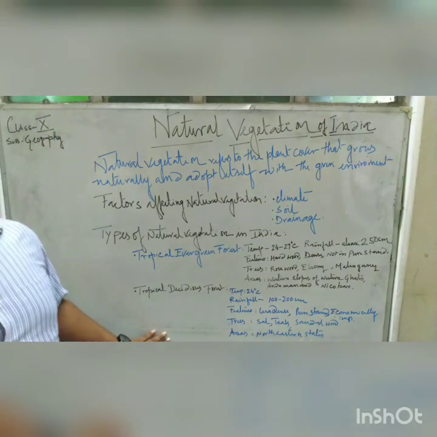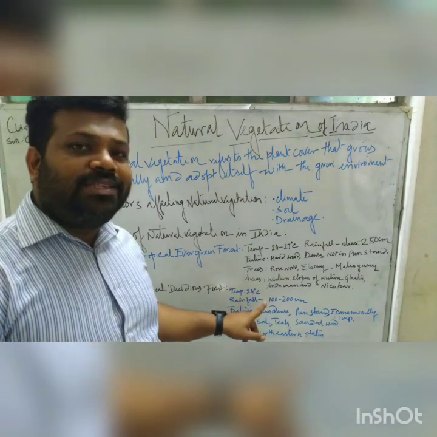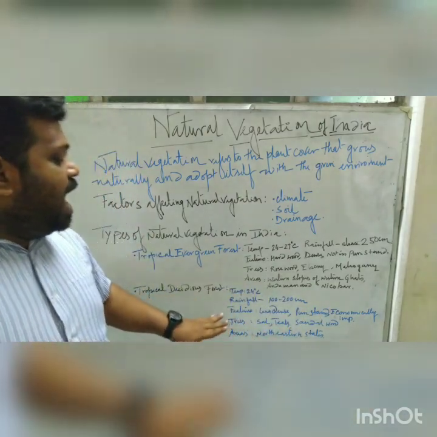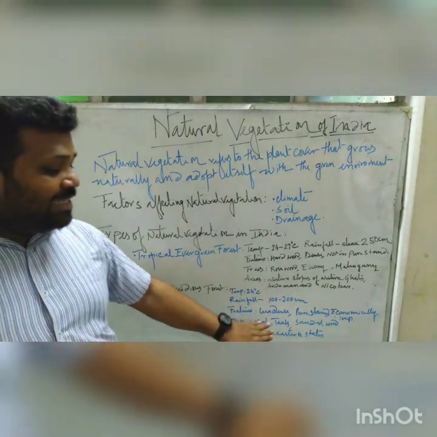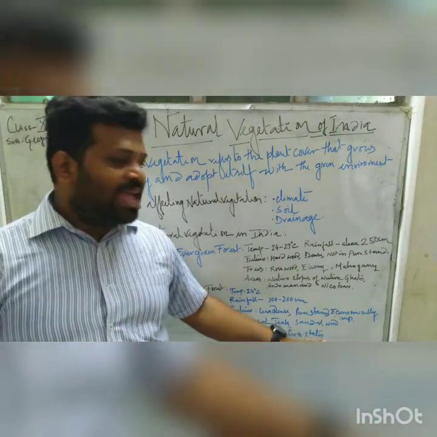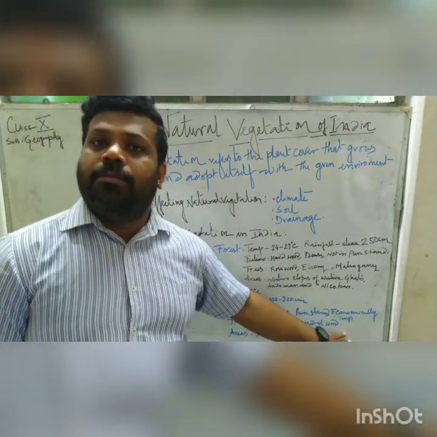Now, where is this forest found? Where the temperature is 24 degrees centigrade and rainfall is 100 to 200 centimeter. Features of this forest: they are less dense than the evergreen forest. They are found in pure stand and they are economically more important.